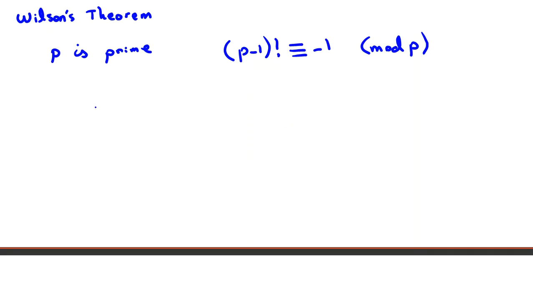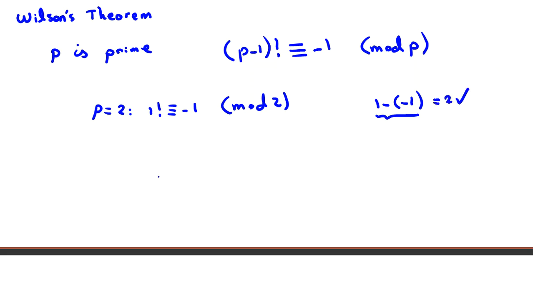Okay, it means what? For example, let's consider P is 2. 2 minus 1 factorial. 1 factorial is congruent to negative 1 mod 2. Yes, it's okay because 1, if you subtract 2 from that, by congruency is okay. Let me tell you something. For example, if you want to check some congruencies, one way is to subtract one side from the other side. So you say 1 minus negative 1. Is it a multiple of 2? Because they have the same remainder, their difference should be a multiple of 2. It's 2 and it's okay.